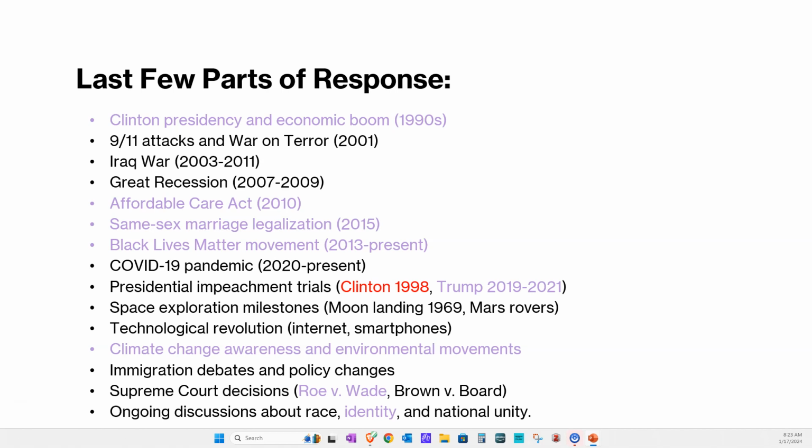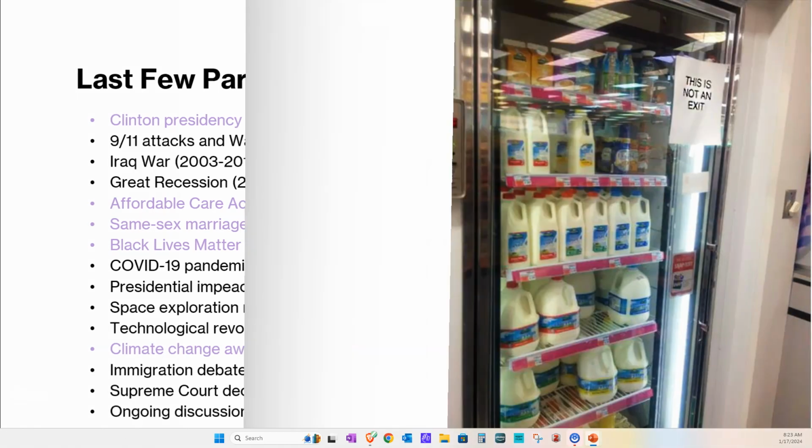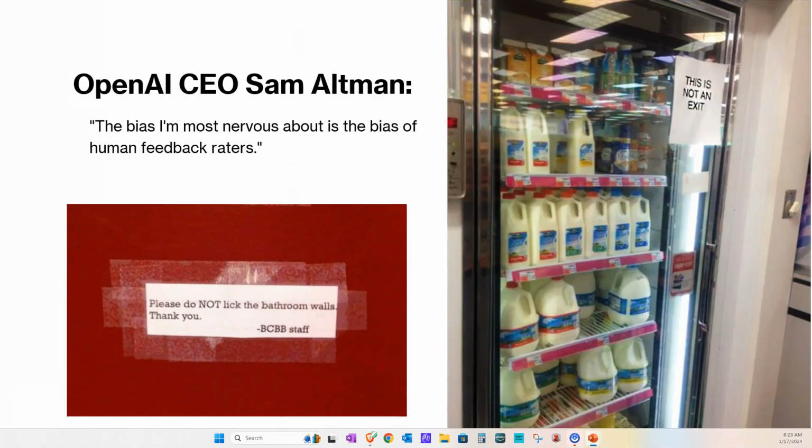Now, that's not the only problem. Once they open it up to human feedback, so this is what OpenAI, they're the people that made ChatGPT, their CEO, Sam Altman, said, the bias that I'm scared of isn't the training bias as much as I'm nervous about the human feedback rate. What happens when humans give it wrong answers? It's going to think that those are right.